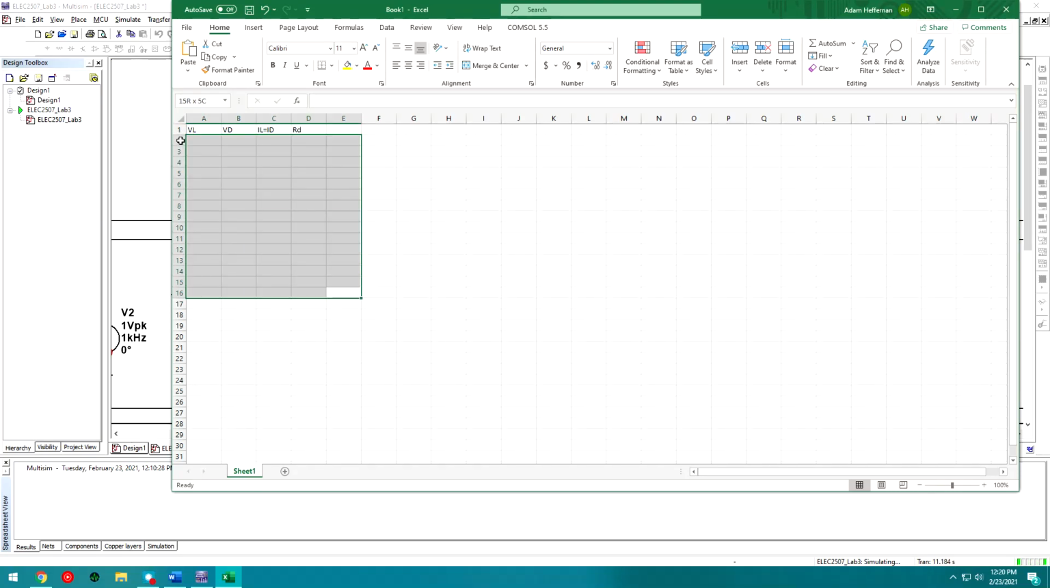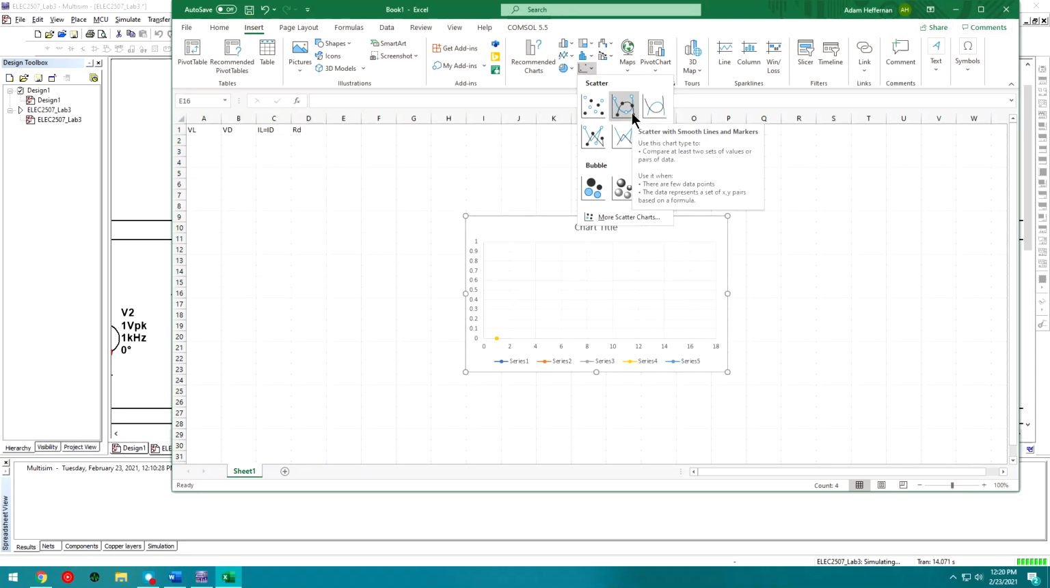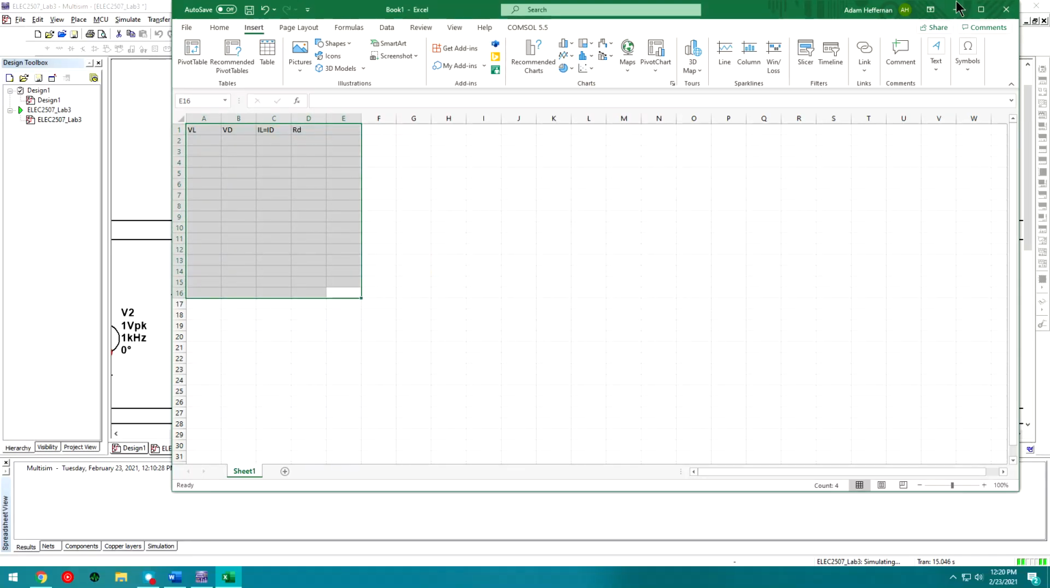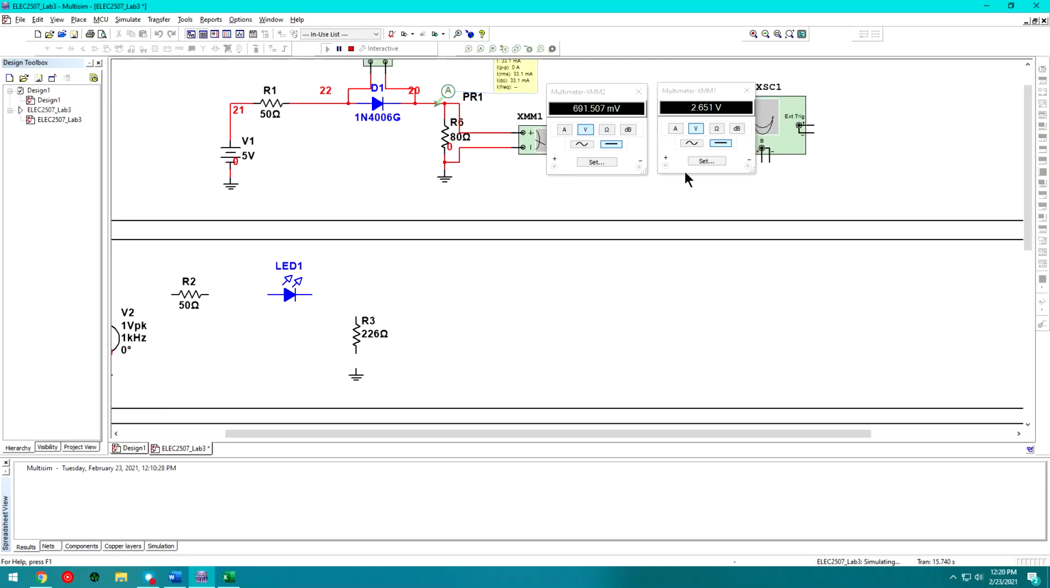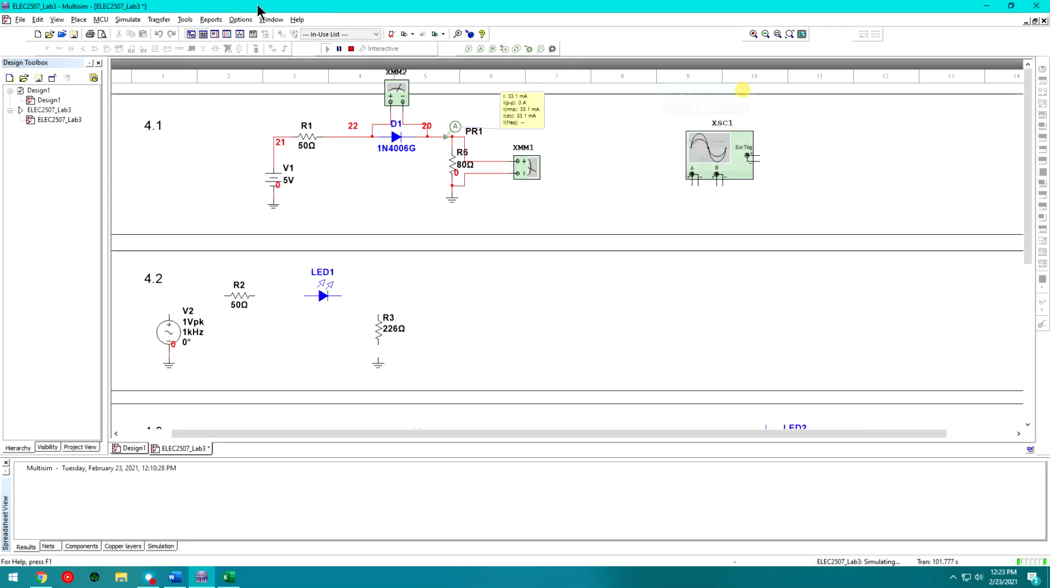From there, we can fill out the table, and then insert a plot by going scatter and just adding a plot. So you guys can do that on your own. I'm not going to show you how to do that. I'm sure you're well versed in handling Excel spreadsheets, or whatever tool you would like to use for graphical analysis. MATLAB is fine, Mathematica, whatever floats your boat. Alright, so once this step is done, go ahead and close the multimeters and stop the simulation.